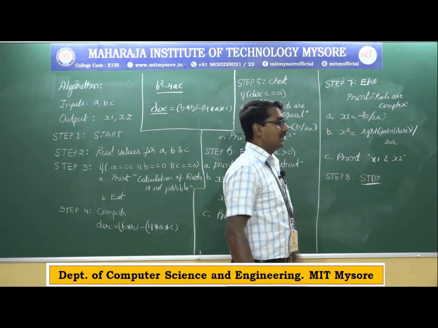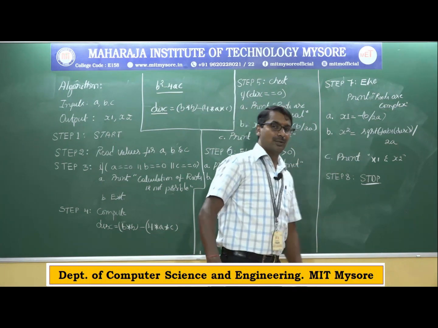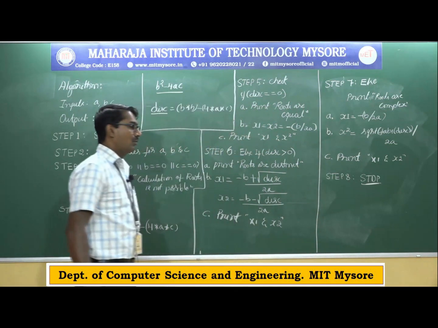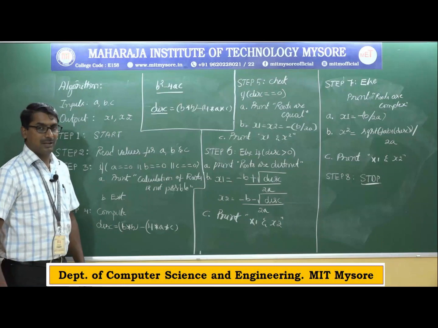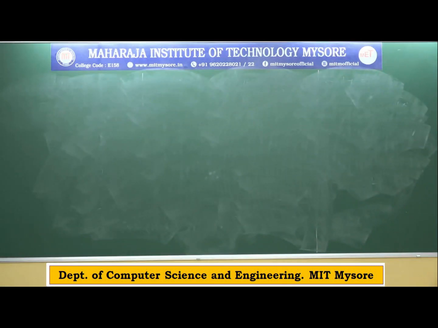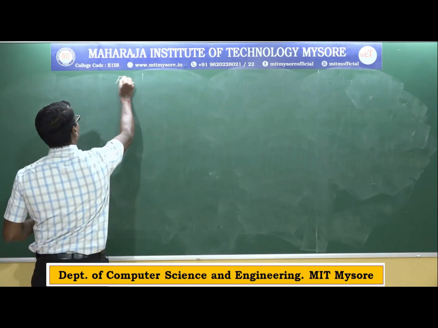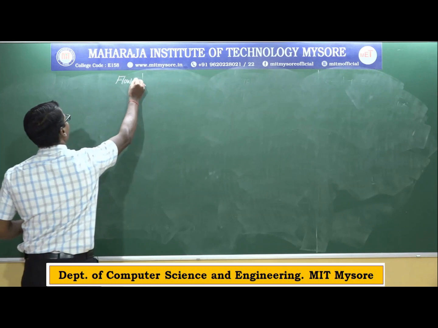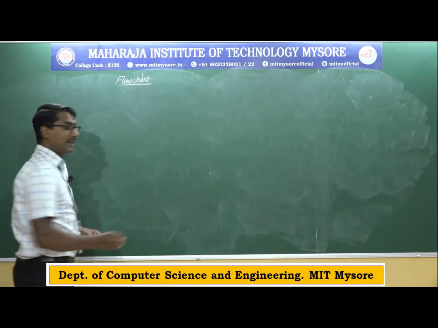In that case, x1 is equal to minus b divided by 2a and x2 is equal to square root of absolute value of the discriminant divided by 2a. Okay, this is the algorithm for solving the quadratic equation. Now I'll write the flowchart for solving the quadratic equation.